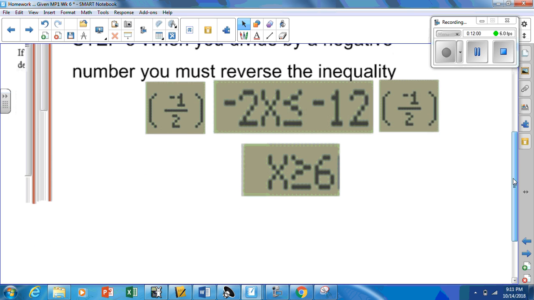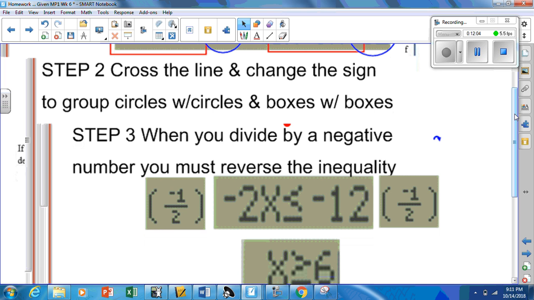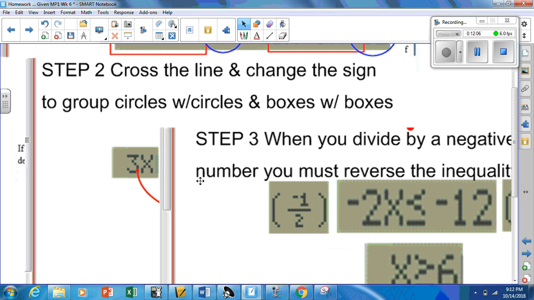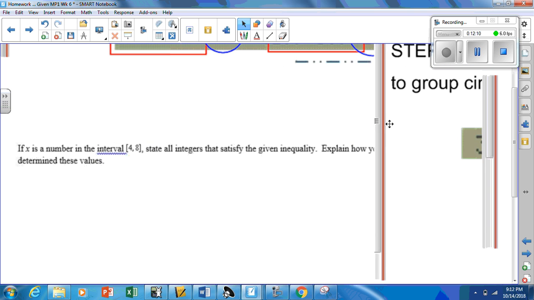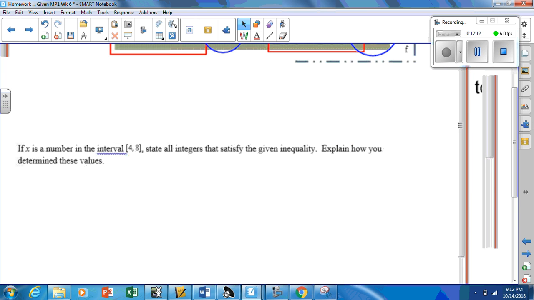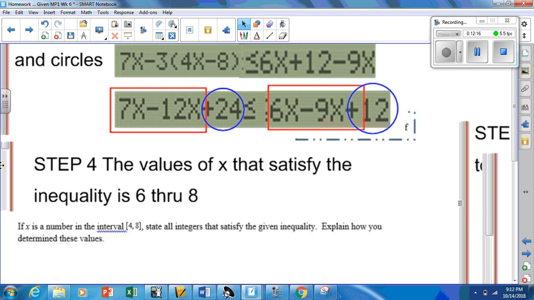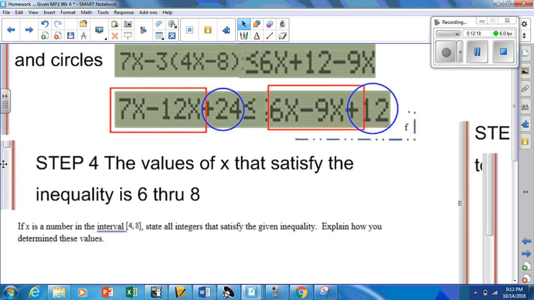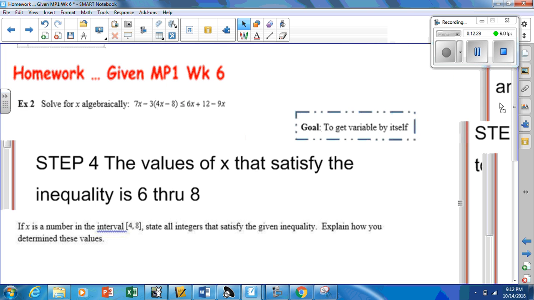All right. So what is our final solution? Well, our final solution, negative 6, has to be that the values of x that satisfy the inequality are 6 through 8. 6 through 8 are the values that satisfy this inequality.